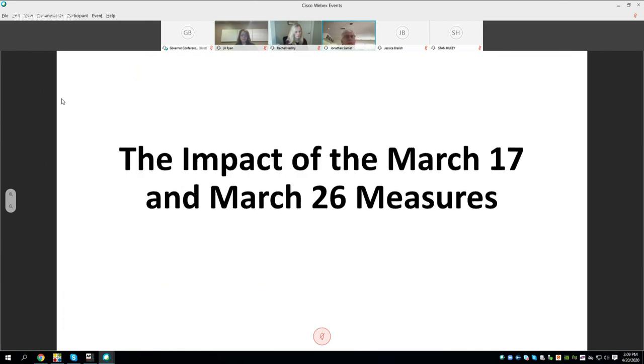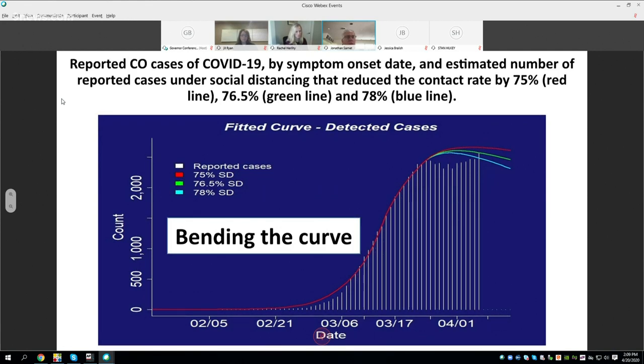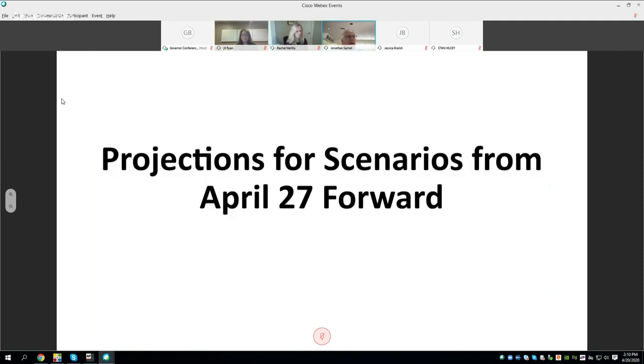Next. And you may have seen a curve like this one before. There was one released last week. Here we're showing the case counts, and then we're fitting the model and asking, well, what level of social distancing did we achieve? And if you look at the green and the blue, we did well. We've got out to 75, 78% distancing. That is a reduction from where we were to this level of separation. And you can see these curves are going down, so-called bending the curve. This is important for our projections forward, because what we're going to do is move these curves to April 27th and then look at scenarios moving forward. Next, please.